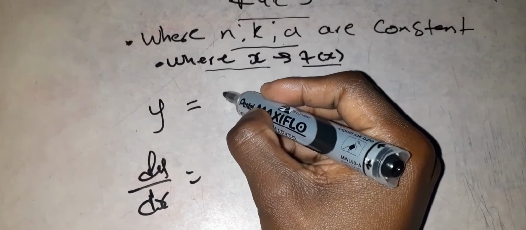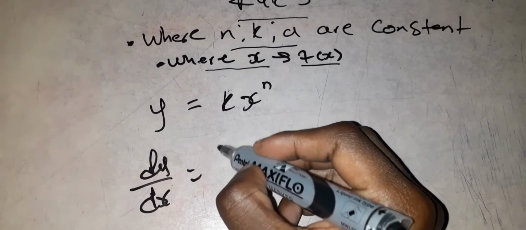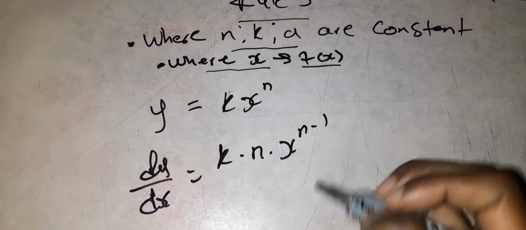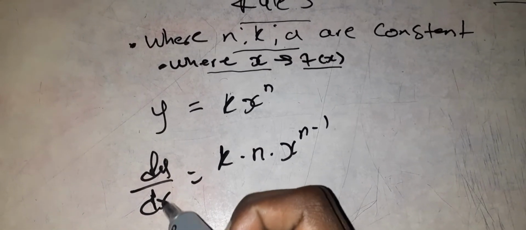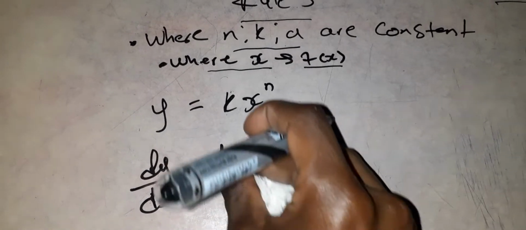The first rule says kx to the power of n. If you're asked to derive this, the derivative will be k multiplied by n, then x to the power n minus 1. Remember, y represents your function and dy over dx represents the derivative of your function. So this is the basic rule that we learned in grade 12.